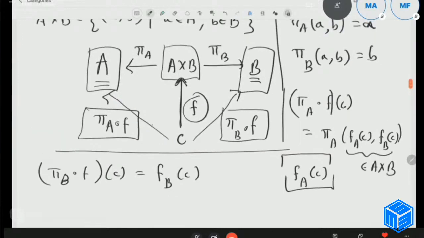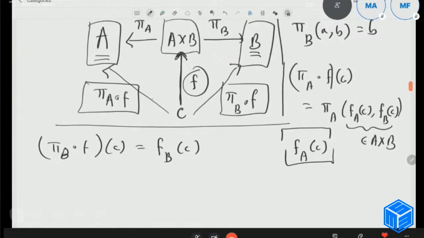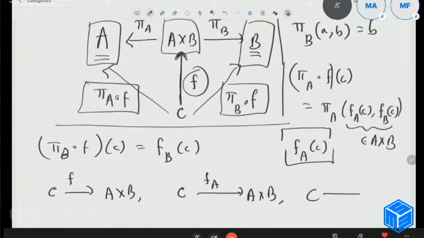So we have these two projection maps, and for any map into A cross B, we have a map into A and a map into B, right? So any map from C to A cross B actually comes as a pair of maps: C to A, which we call FA, and C to B, which we call FB.